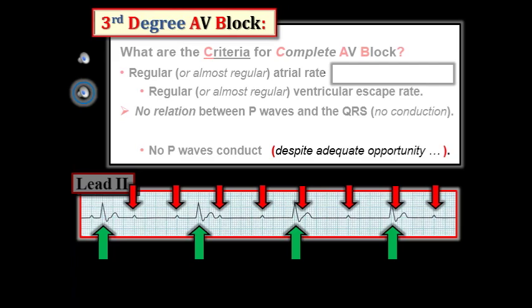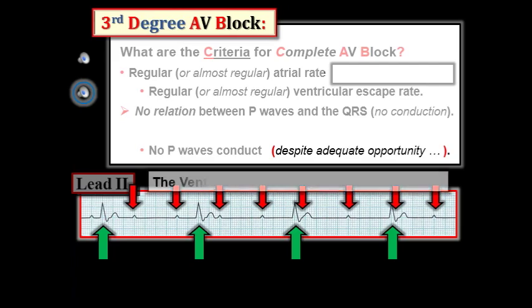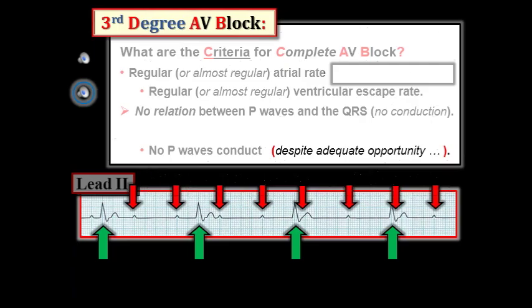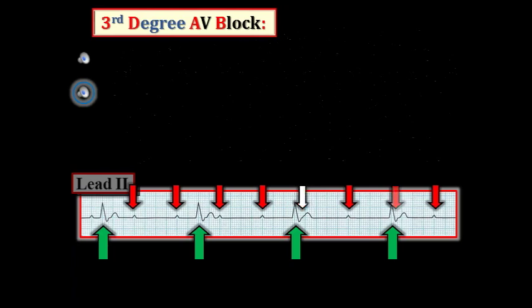This means that the ventricular rate needs to be slow enough, usually 50 per minute or less, and the period of monitoring long enough for P waves to occur in all phases of the R to R interval so that they have adequate opportunity to conduct, but still fail to do so. For example, these P waves would not be expected to conduct, white arrows, because they occur during the refractory period. But virtually all other P waves on this tracing should be expected to conduct, yet none of them do.